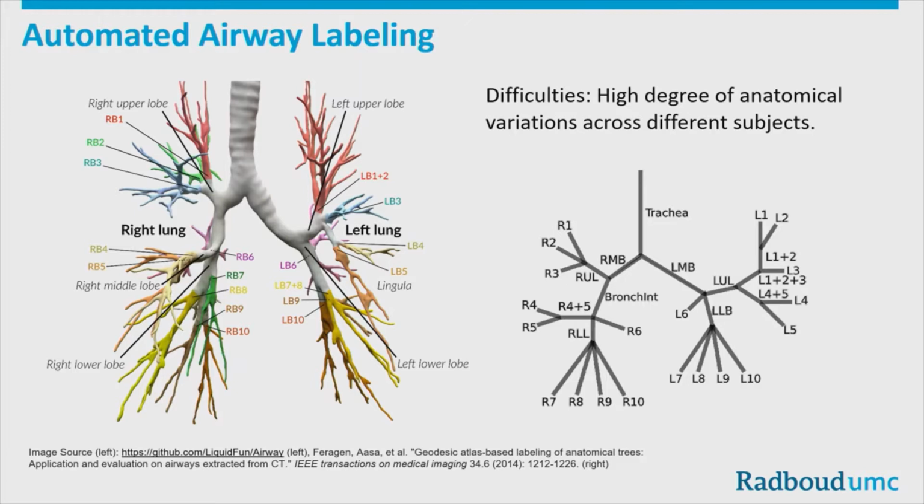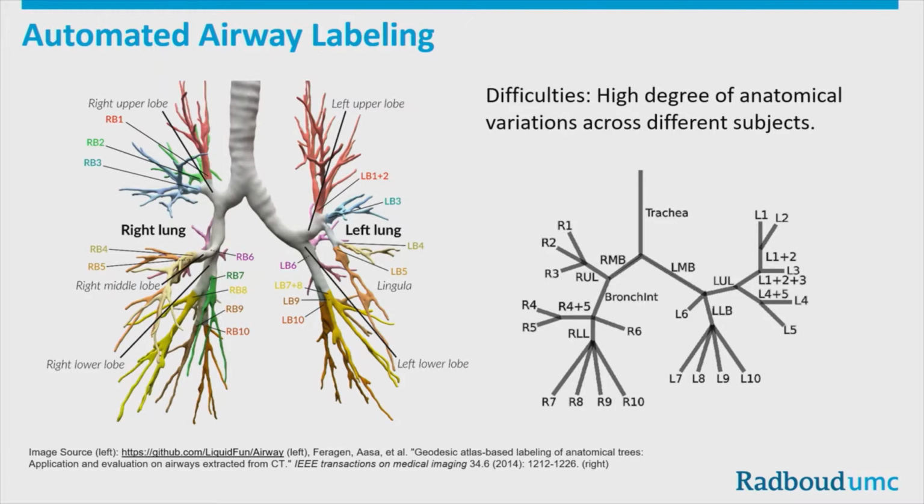So human beings have five lobes: right upper, right middle, right lower, and left upper and left lower. And each lobe bronchus will further lead to segmental branches, which is RB. For instance, for the right upper lobe bronchus, we have RB 1, 2, 3 as segmental branches.